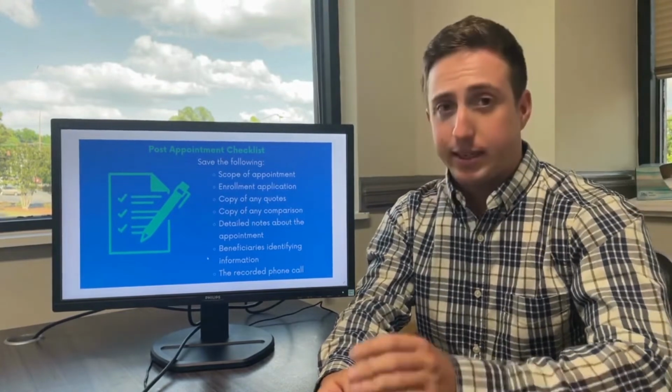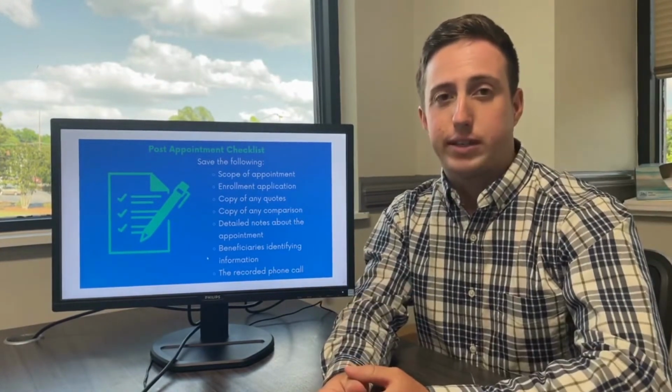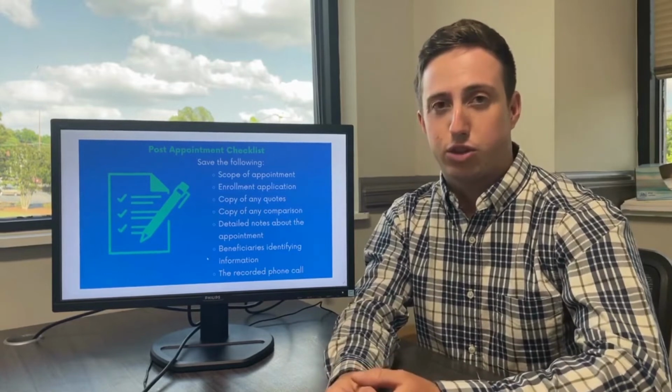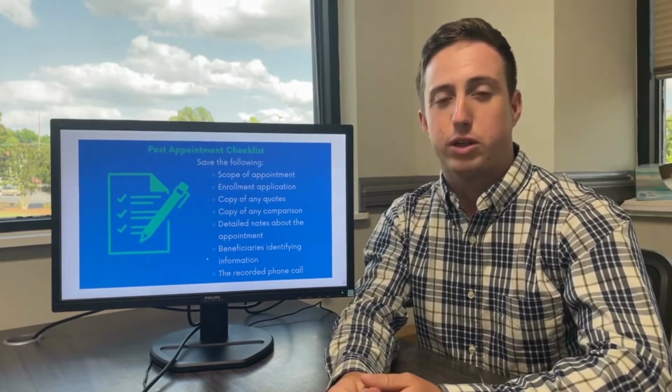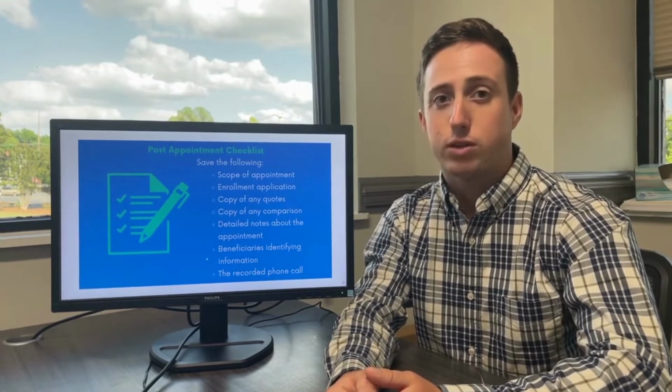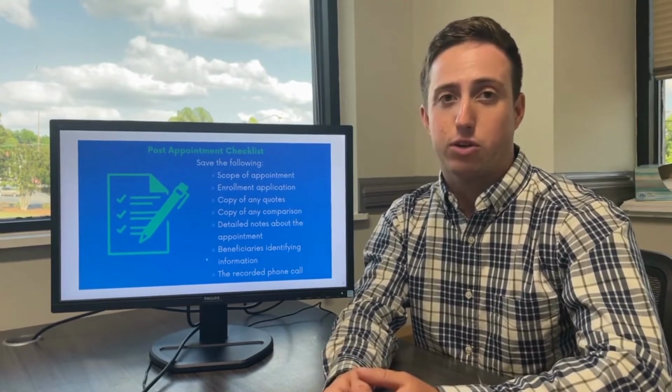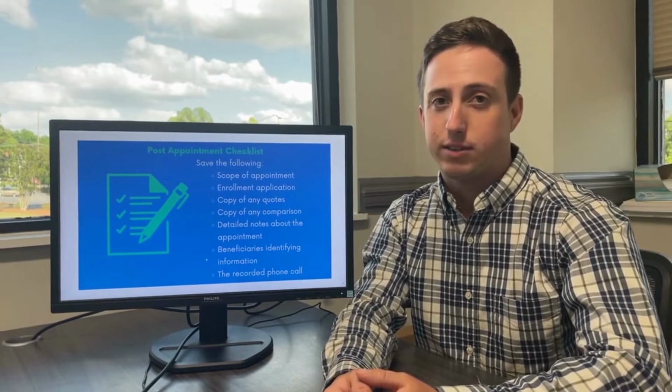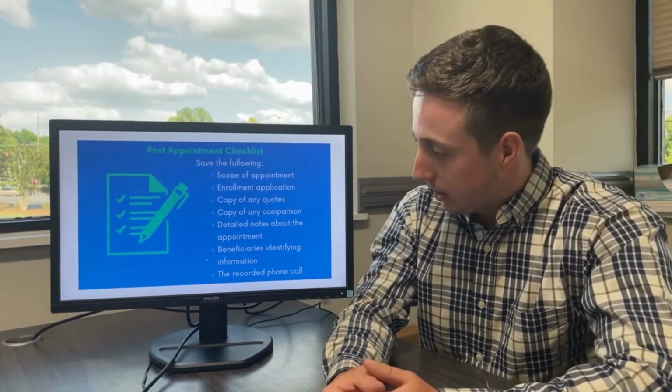The next thing is the beneficiary's identifying information. I kind of already went through this. You should keep this in the notes. It should be on the enrollment application, and it should also be on the scope. But it's important that you have all of their information accurately written down so you can easily access it.